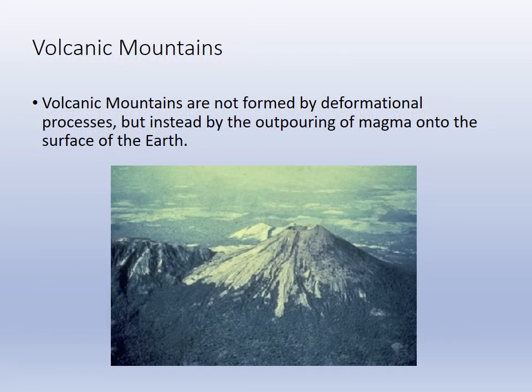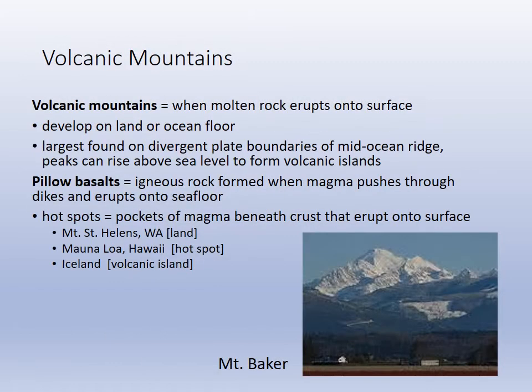Now, volcanoes are not formed by deformational processes, but by the buildup of magma and then lava, the magma that reaches the surface of the Earth. So volcanic mountains can develop on land or the ocean floor. The largest ones are found on divergent plate boundaries of the mid-ocean ridge. They're called shield volcanoes. The ones on land are far different because they're a basaltic type or a granitic type.